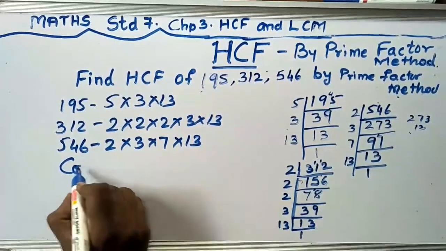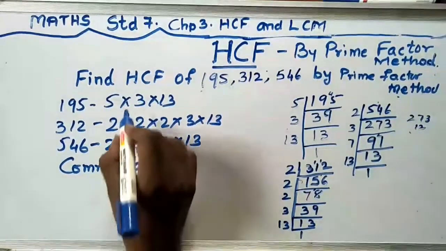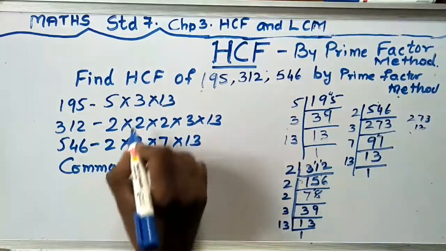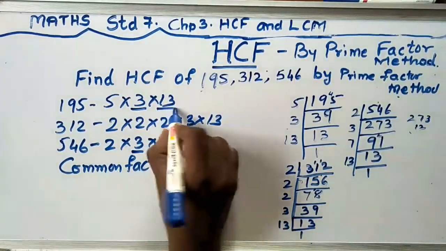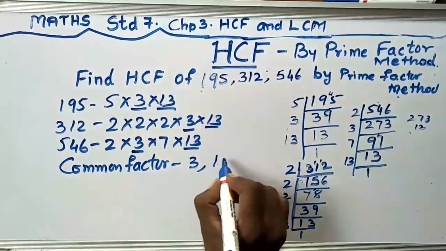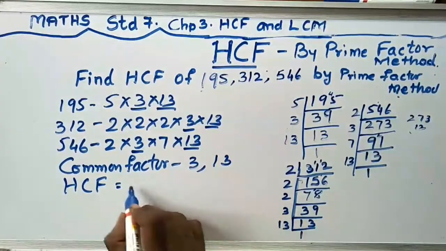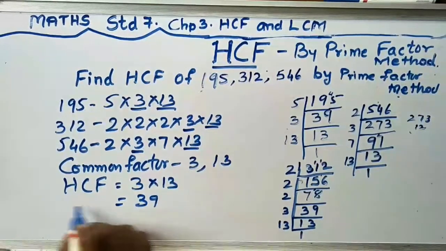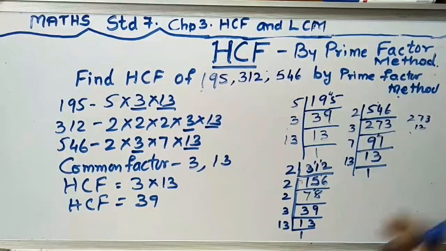Let us find the common factor now. 2 is not common here. 3, 3, 3. 3 is common here. 13, 13, 13. So 3 and 13 are common. I'll write the common factors 3 and 13. Now for HCF, you have to take all the common factors. 3 into 13 comes to 39. So HCF is 39.